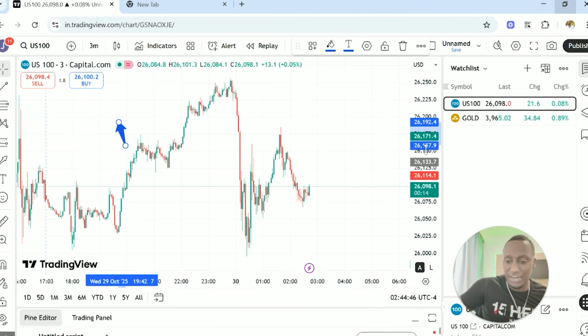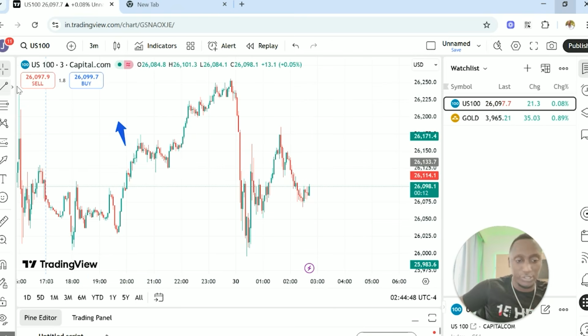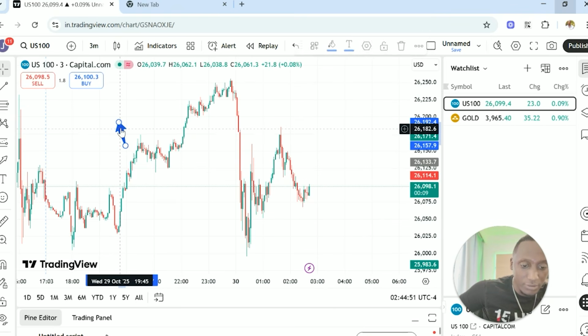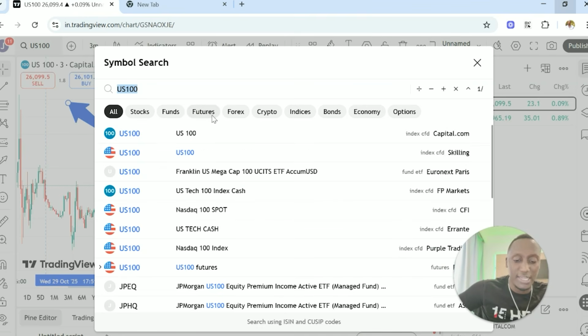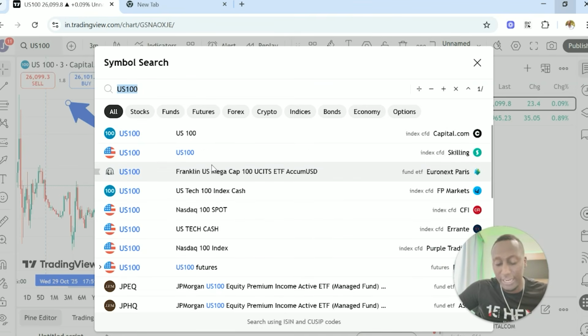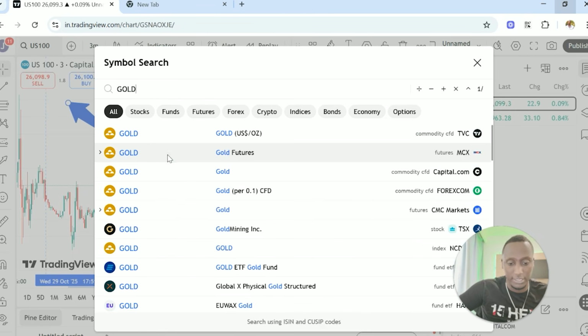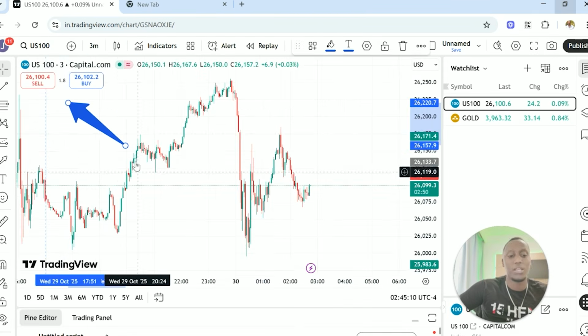Step 1 is understand your platform. This is the tool that you are using. Up here, where it's written US 100, this is your search bar, and you can search any pair that you want to trade. For me, I trade the US 100 or gold. So if you search here gold, you can see here gold. I go and pick the gold that I want.